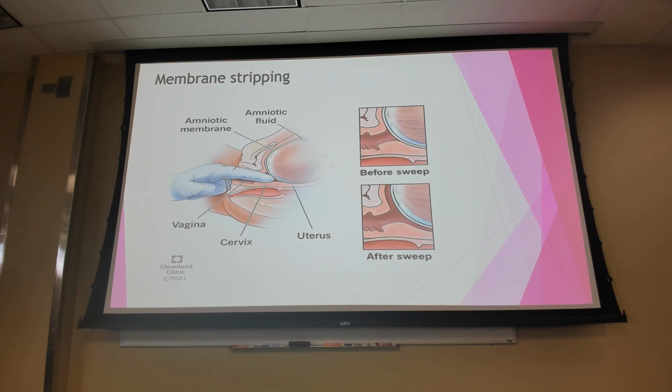This is membrane stripping. Again, they're not rupturing the amniotic sac. All they're doing is stripping the membrane away from the endometrial lining, as you can see here. And that's usually done with just a finger. They'll go in there and they'll feel, and that's also uncomfortable for mom, but again, fairly well tolerated. Not as uncomfortable as delivering the baby.